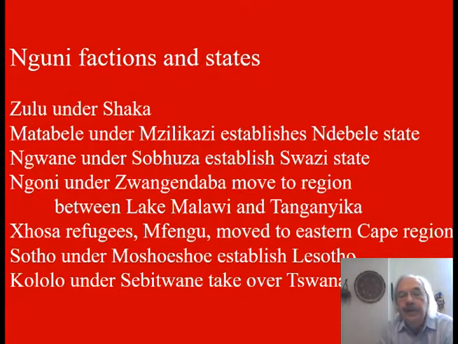The Xhosa refugees, in particular, were known as the Mfengu. They moved into the Eastern Cape region, quite close to the Cape Colony, and hence the ones who were most in immediate conflict with the Cape Colony when the Cape Colony started to expand into the interior. The Sotho, who are under Moshoeshoe, established the state that is now the modern country of Lesotho. And finally, the Kololo under Sebetwane, who conquered the Tswana and who in effect formed a state that became Botswana.